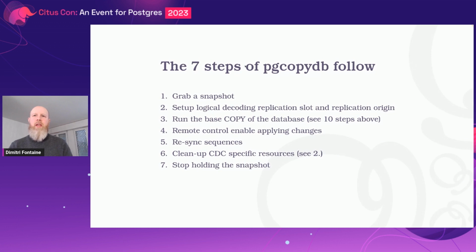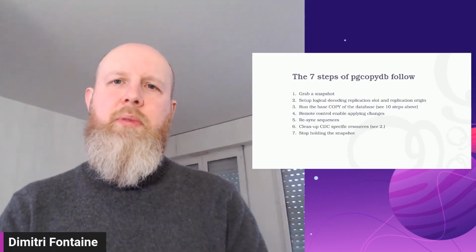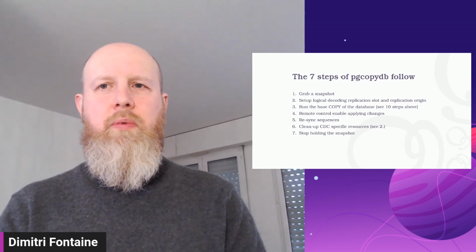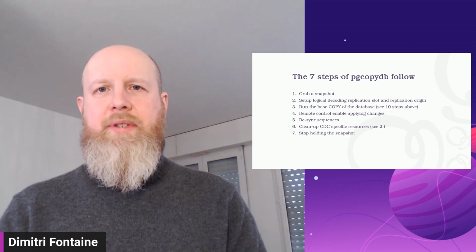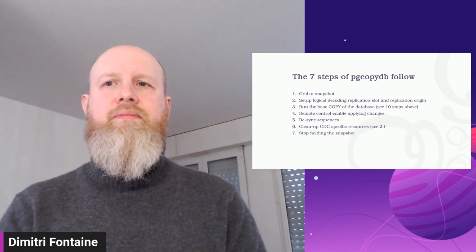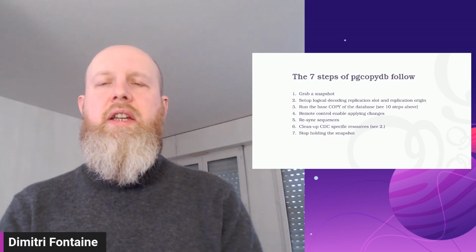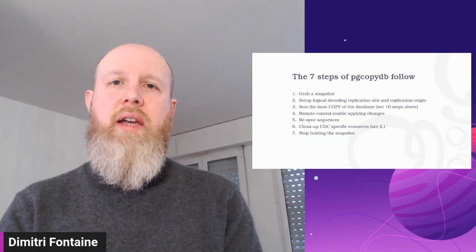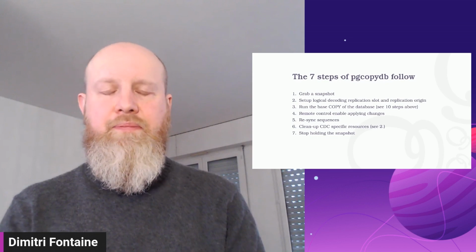that you are running. One of those processes is going to set up logical decoding with the replication slot on the source server and the replication origin on the target system. It's going to run the initial copy of the data, which is to say the 10 steps we saw in the previous slide. Then it's using the remote control stuff that was mentioned before to enable applying the changes after the initial copy is done and only after that.